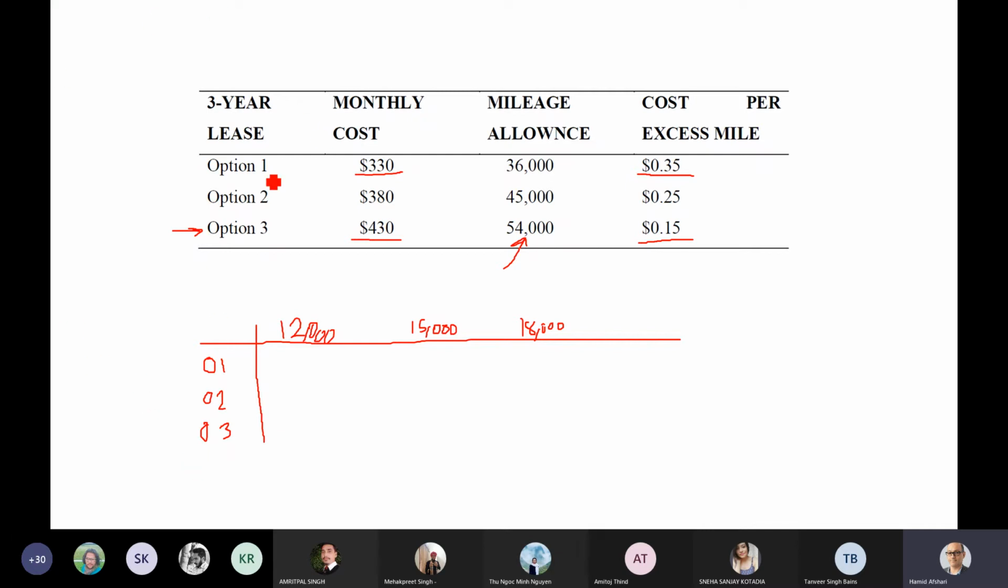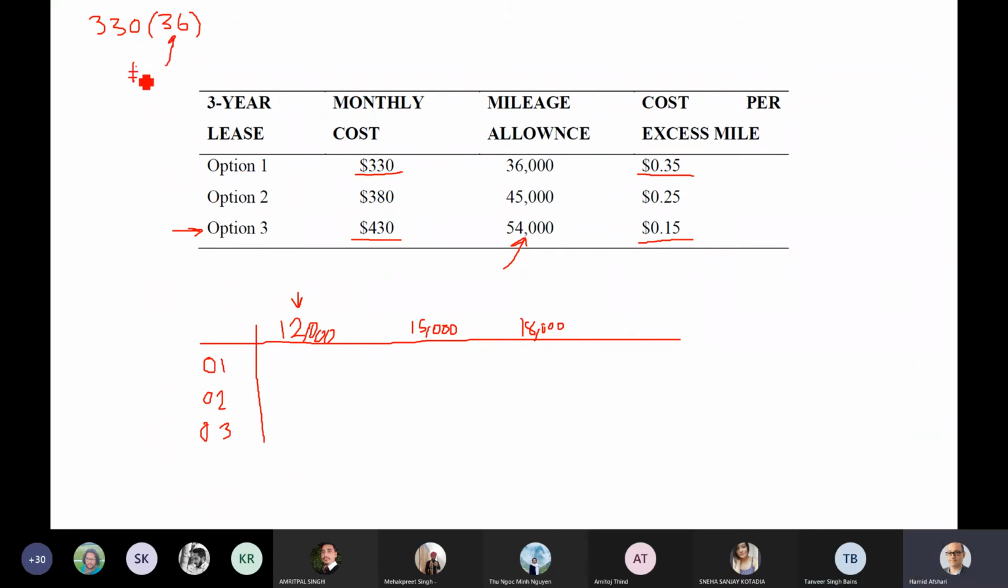So if I go with option number 1, I have a fixed cost plus a variable cost. If I go with the first state of nature, how much is the cost? Fixed cost, 330, multiplied by how many months? How many months are there in 3 years? 36. Okay, that's correct. Multiply by the number of months.